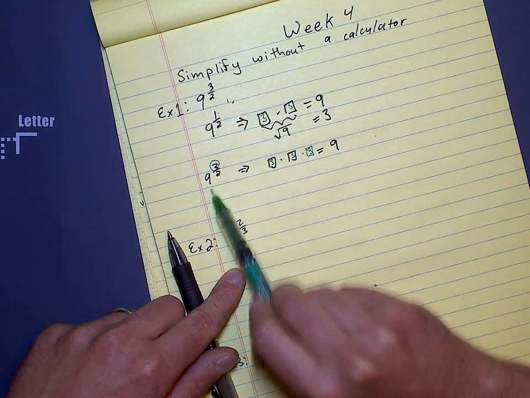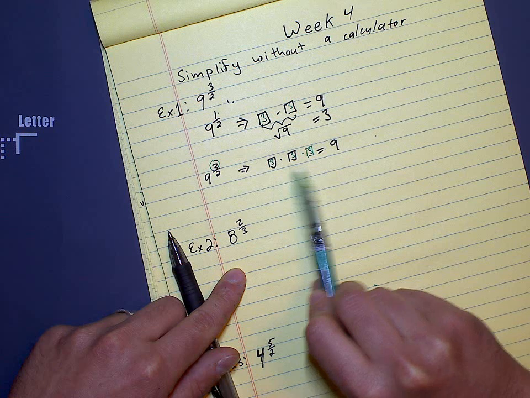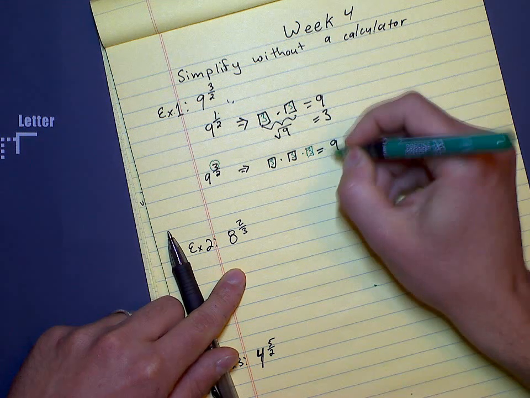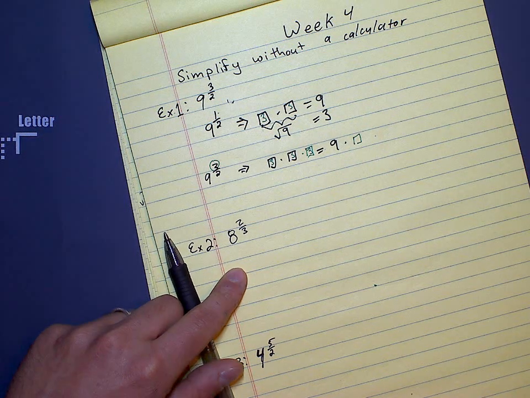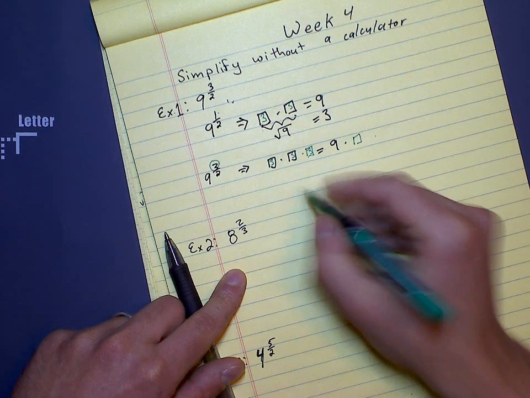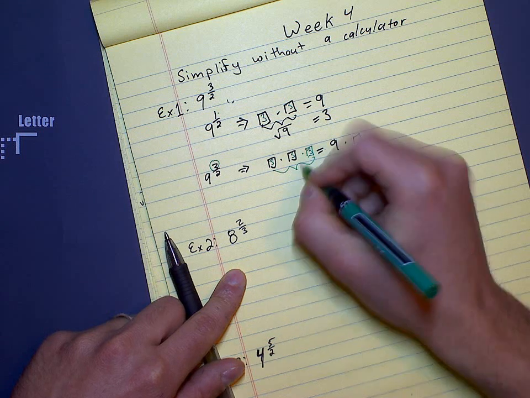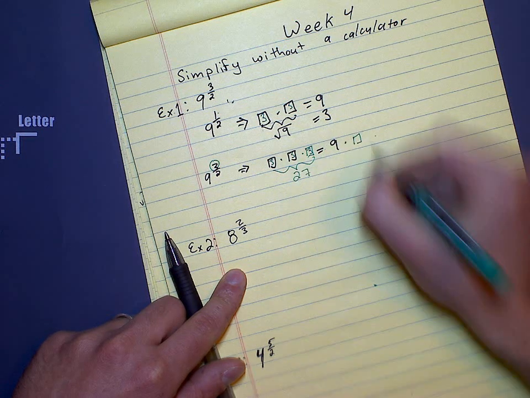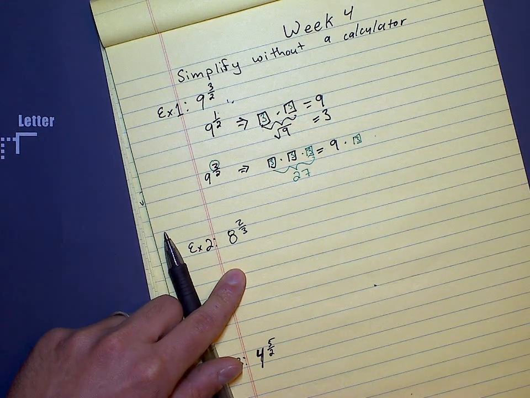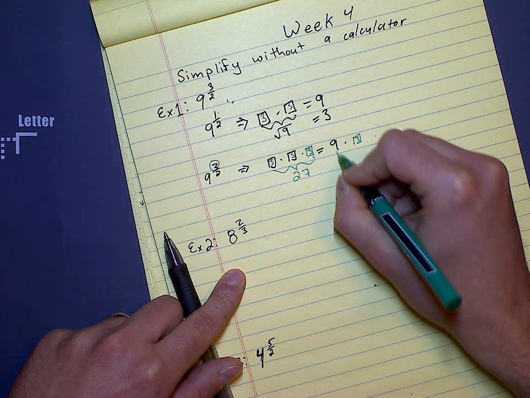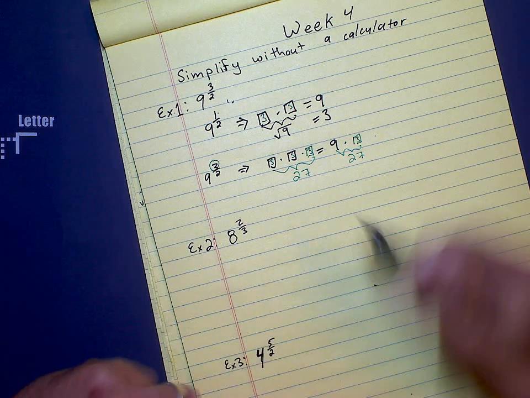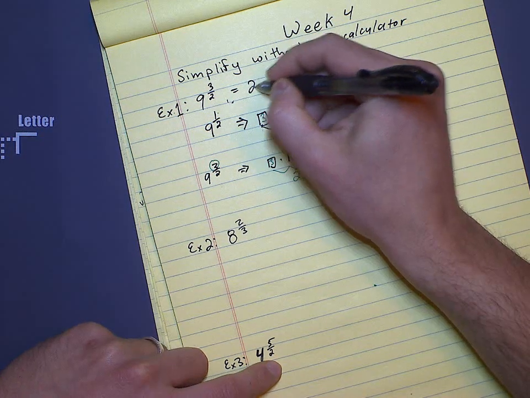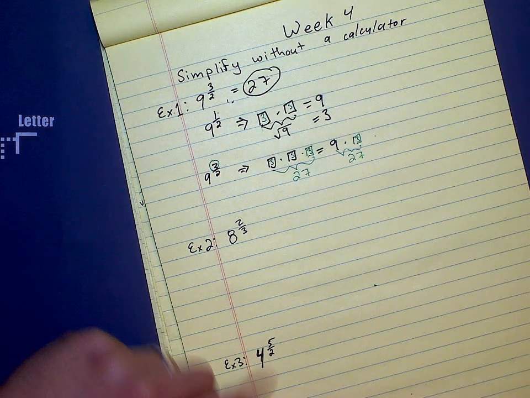So 9 to the 3 over 2 is basically saying what 3 numbers times themselves is going to be equal to 9 times one more of that same number. So 3 times 3 is 9, times 3 is 27. And of course, to keep the equality, 9 times 3 is 27. So all that said, 9 to the 3 over 2 is just equal to 27.